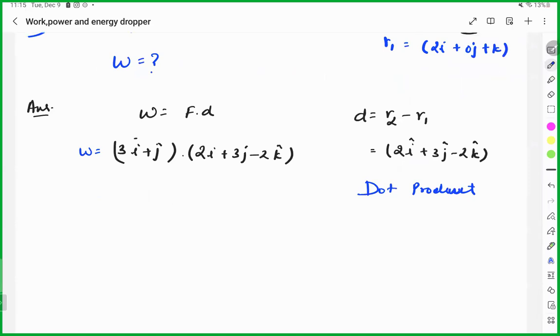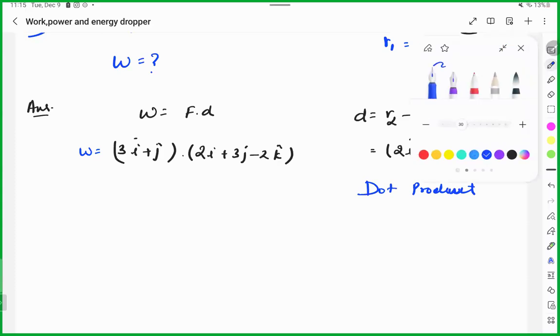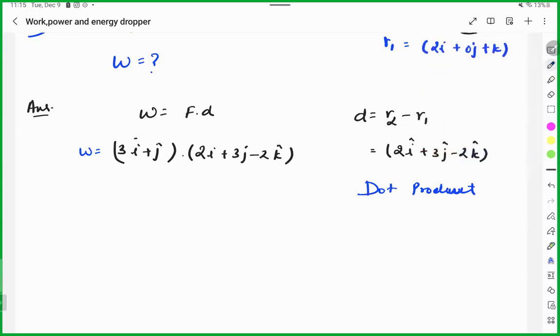Correct? And if there are different values, it will be 1. Is this correct, Jordan? No, this is wrong. In case of dot product, i cap dot i cap, j cap dot j cap, and k cap dot k cap all will be equal to 1, because cos 0 is equal to 1.